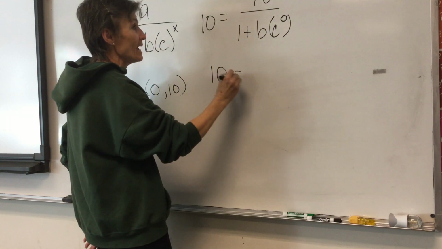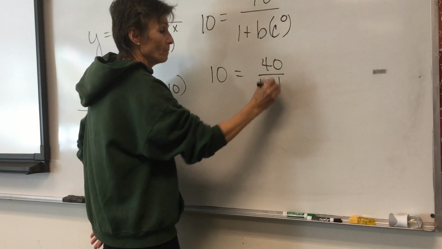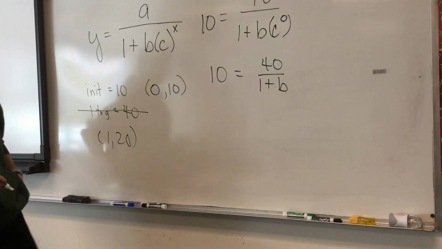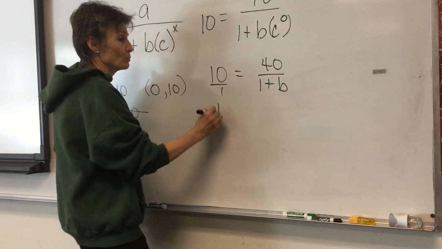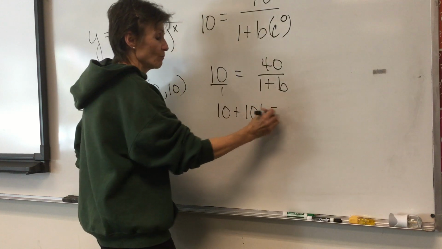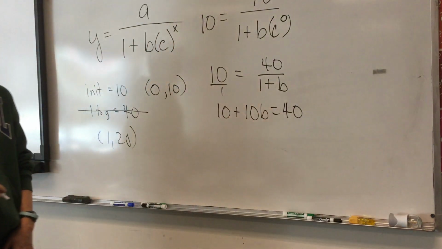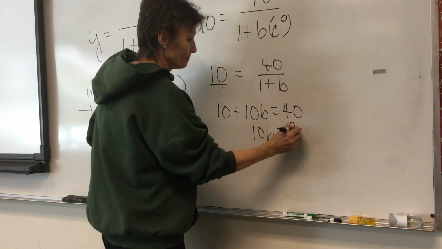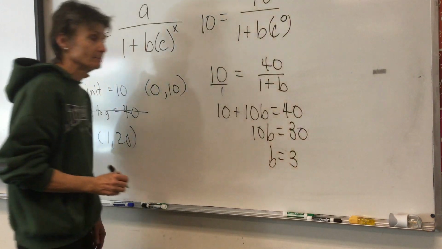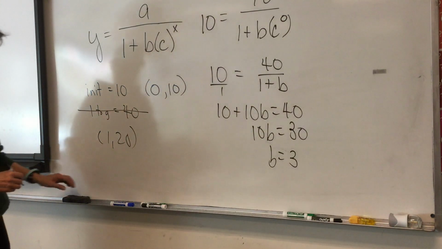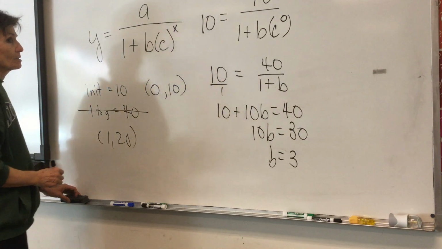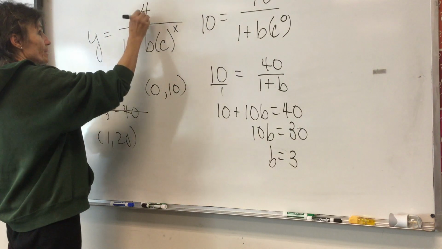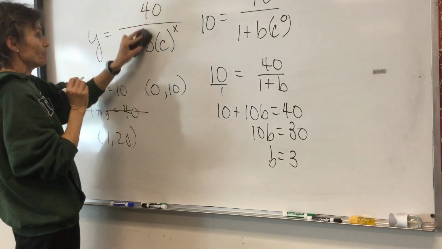So now I have 10 equals 40 over 1 plus b. So 10 plus 10b equals 40. 10b equals 30, and b equals 3. So now I know that A is 40 and B is 3.